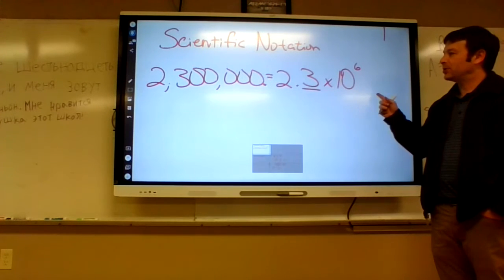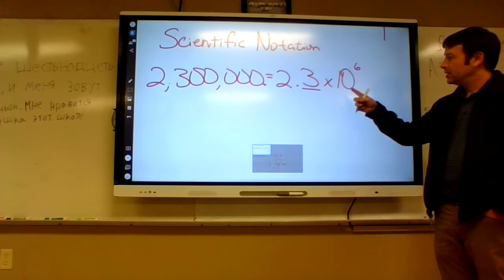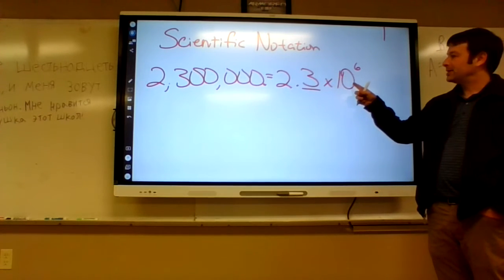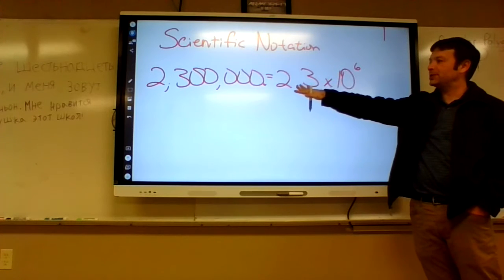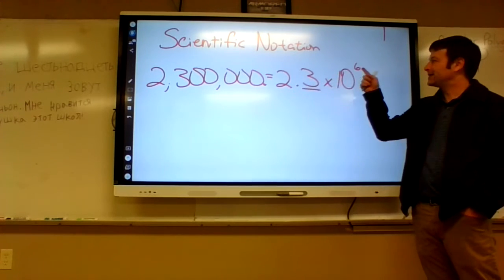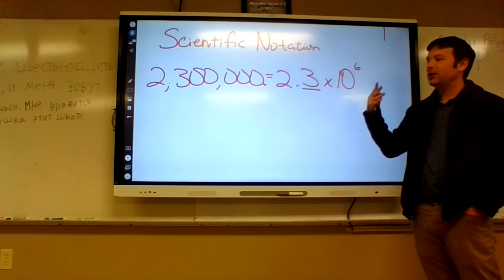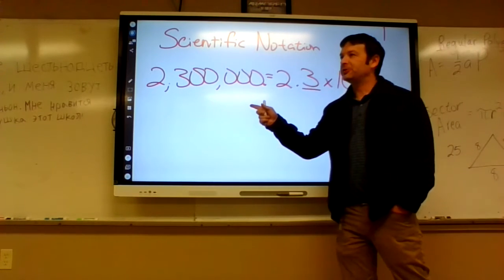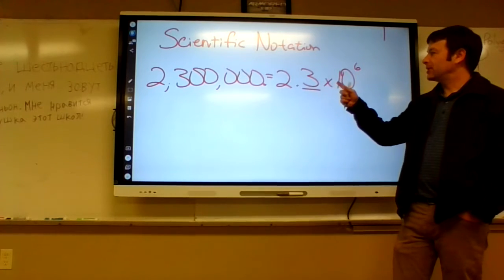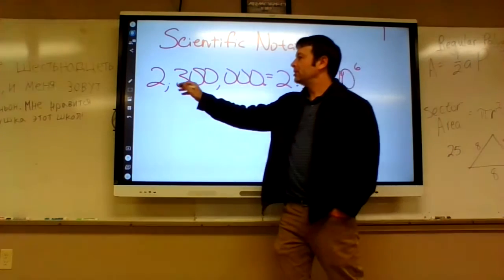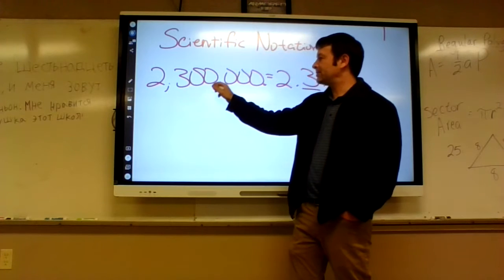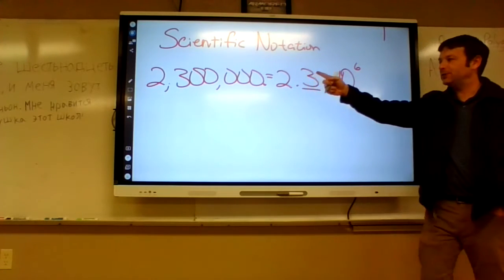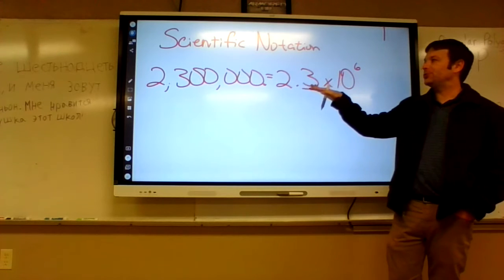Why does this work? Why are these two equal? Because 2.3 times 10 to the 6 means we're multiplying this number times 10 six times. It's like times 10 times 10. What happens every time you multiply by 10? The decimal moves one spot. So that's why these two are the same. Times 10 six times turns it back into 2 million. This is just a shorter way of writing it.